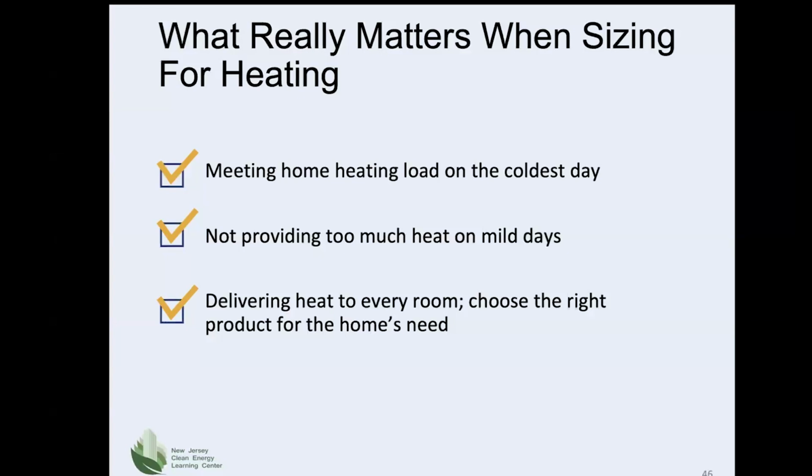The second most important factor when it comes to sizing is turndown ratio. How low can this unit go in terms of its performance and still meet a design capacity and an efficiency level? Not providing too much heat on mild days means closely following load profiles while maintaining system efficiency. The overall effectiveness of the heat pump installation project also depends heavily on the quality of the delivery system and its match to the home's thermal and comfort requirements.